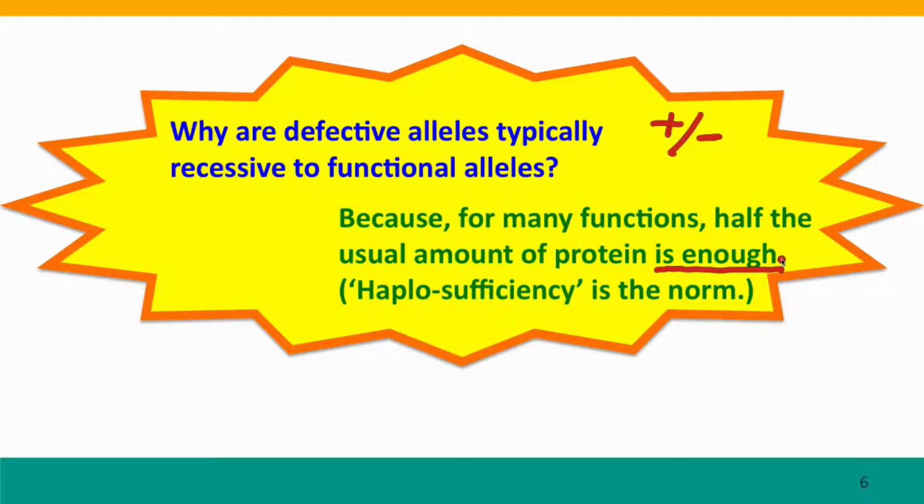And there's a technical term for this. It's called haplosufficiency. We'll say a gene or an allele is haplosufficient if having half of the normal functional amount, the amount you would produce in a haploid, the amount you would produce in a heterozygote with a non-functional allele, is enough. Then we say this gene is haplosufficient, and we expect to see that defective alleles will be recessive to functional alleles.